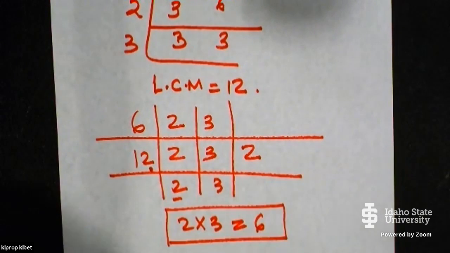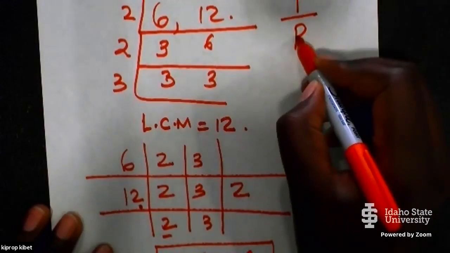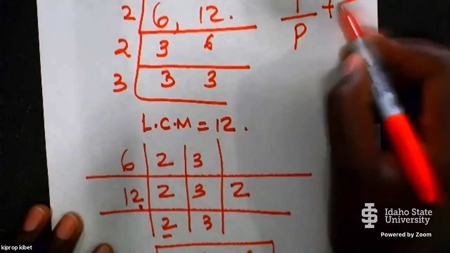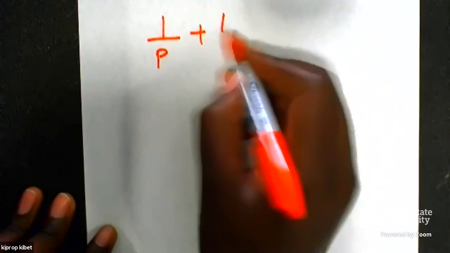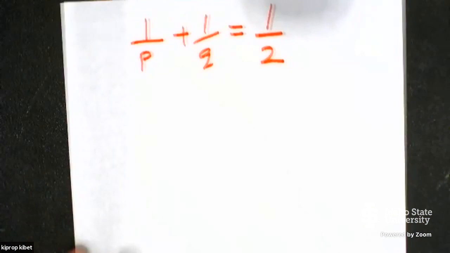So when it comes to this section, we call it the least common denominator. We look for a value which, if it is a fraction, let's say 1 all over p plus 1 all over q equals maybe 1 all over 2.